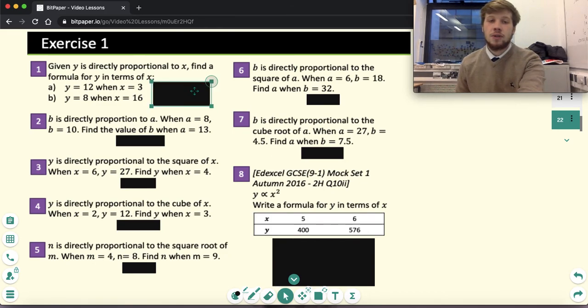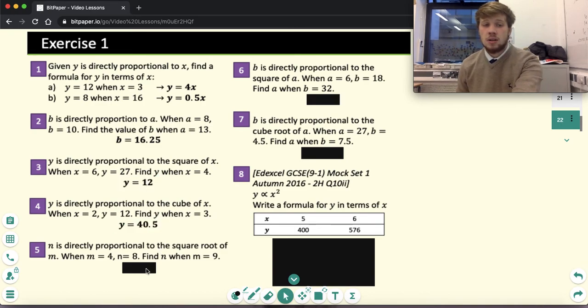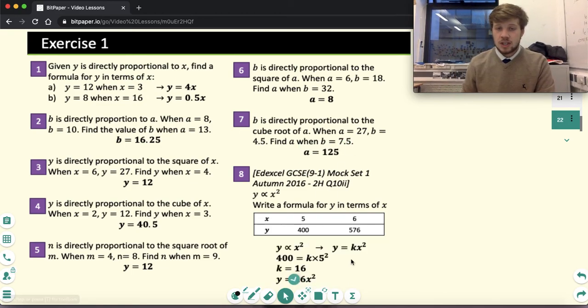Okay, so just going through. The answer to the first one, y equals 4x, y equals 0.5x. We should get a value of b equals 16.25, 12, 40.5, 12, 8, 125, and the final one, I've shown my workings out.